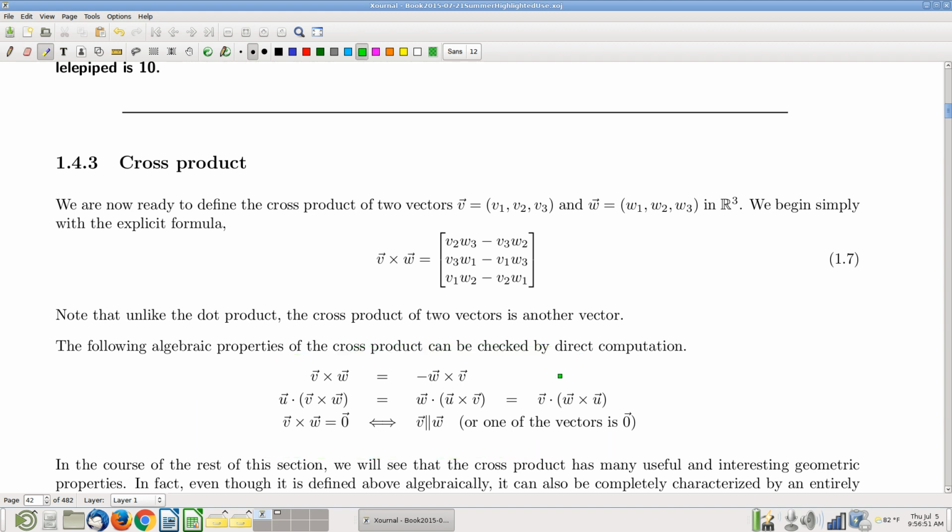Like take this first one. You can just compute V cross W. You can compute W cross V and confirm that equation is true. It's just plug and chug. Okay. So it's a little bit of a yawn because you look at these properties and it's like, come on, I've seen algebraic properties before. They made me learn algebraic properties back in high school. Is there anything interesting going on here?